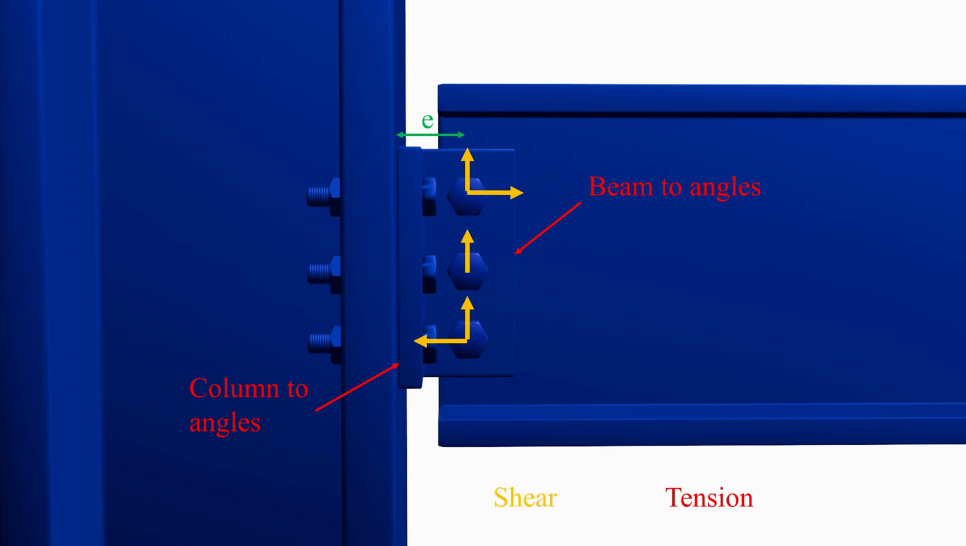Although the eccentricities in this type of connection are small and can sometimes be neglected, they do exist and are used here for illustration. There are actually two different connections involved: the attachment of the beam to the framing angles and the attachment of the angles to the column. These connections illustrate the two basic categories of eccentric connections: those causing only shear in the fasteners or welds, and those causing both shear and tension.